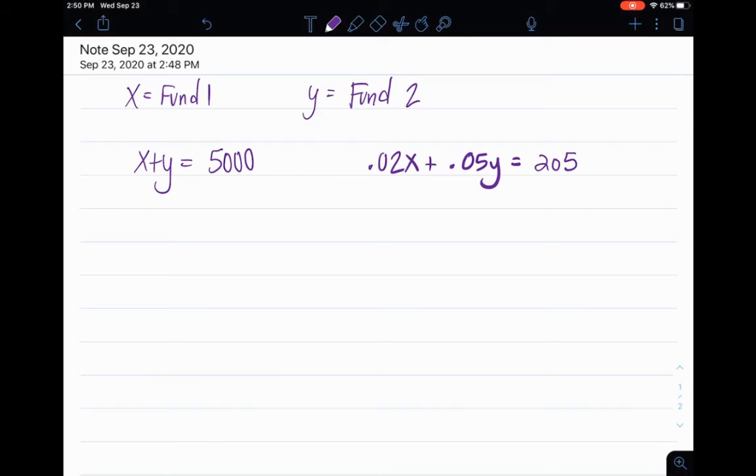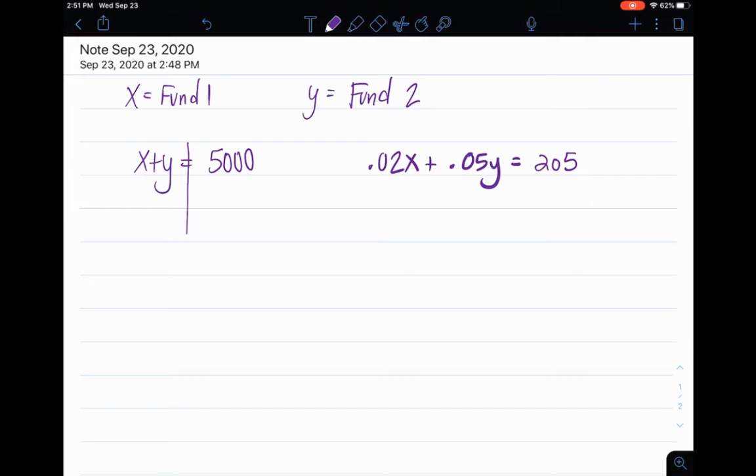But if it was something like this, X plus 2Y equals 5,000, the X would be easier to solve for because it's less steps. All I have to do is move the 2Y. I don't have to divide by anything. If I solve for Y, I'm going to have to move X and I'm going to have to divide myself. So just whatever is easiest. So let's say I'm going to solve for X. What would I do?